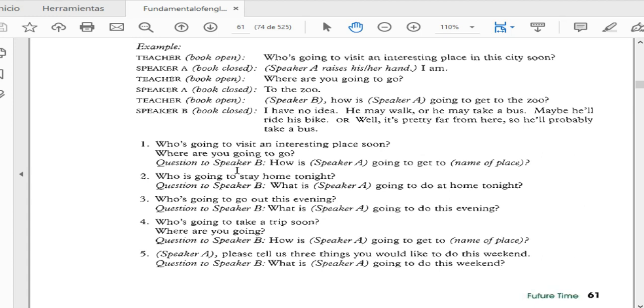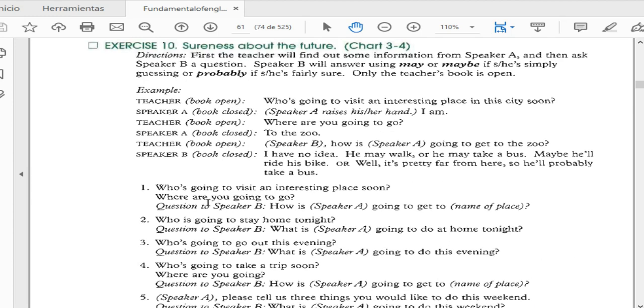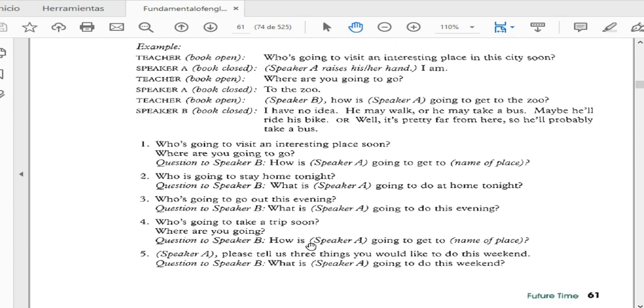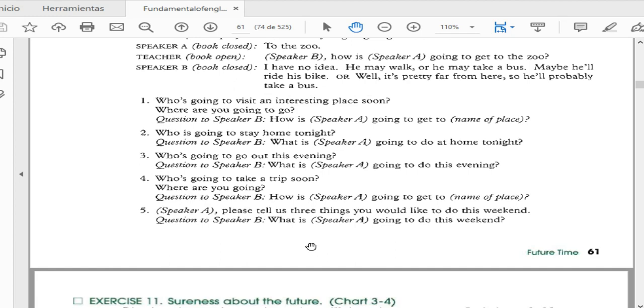Tell your classmate, hey, let's practice exercise 10. Hey, Elisa, let's practice exercise 10. And you can do it. Now you have WhatsApp. You send a WhatsApp. Who's going to visit an interesting place soon? Who's going to stay home tonight? Who's going to go out this evening? And then you practice orally. Orally. If you don't want to write, practice orally.